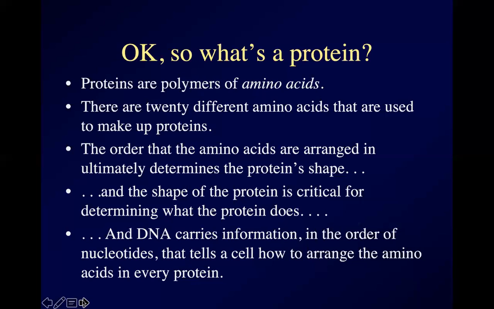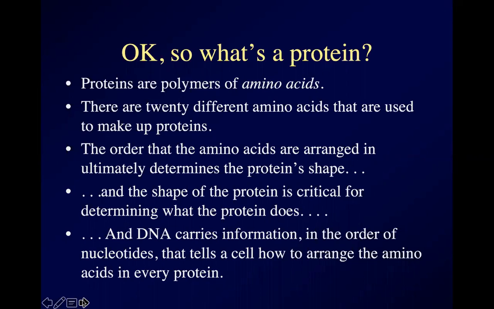A protein's shape is critical for determining what that protein does. If your muscle cells did not make proteins called actin and myosin with exactly the right shape, they would not be able to bind together in such a way that, under the right conditions, they can make your muscle contract.